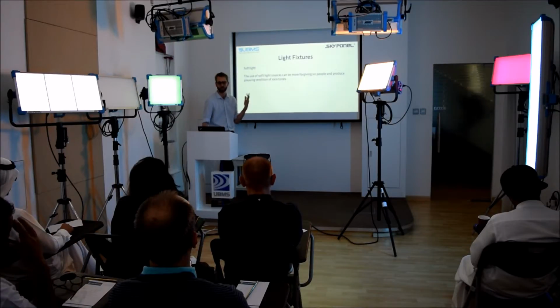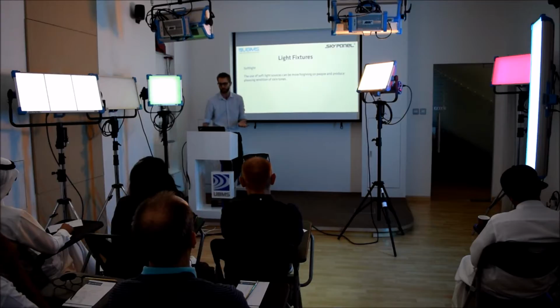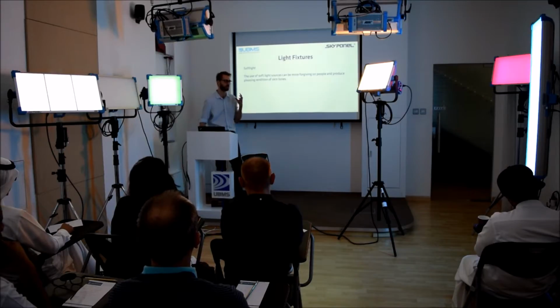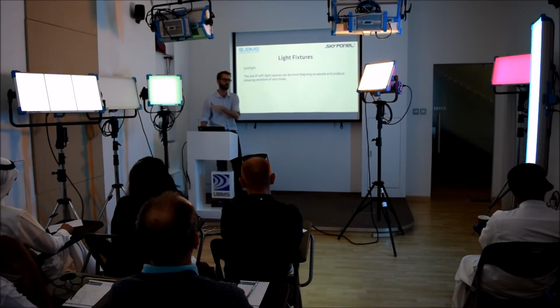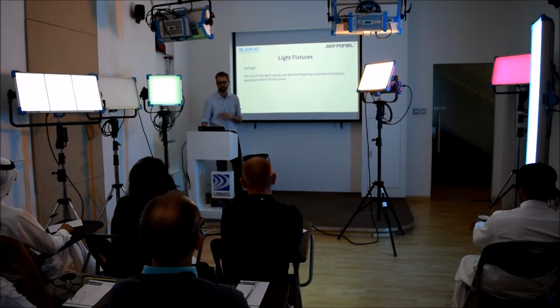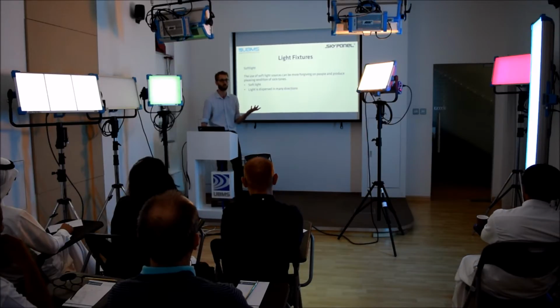And then we've got soft light. So soft lights can be more forgiving on people generally. They produce a more pleasing rendition of skin tones. So again, like I said, your roll off between midtones and shadows and midtones and specular highlights is a lot smoother. So it looks nice on people. It's dispersed in many directions. That's one of the biggest differences.